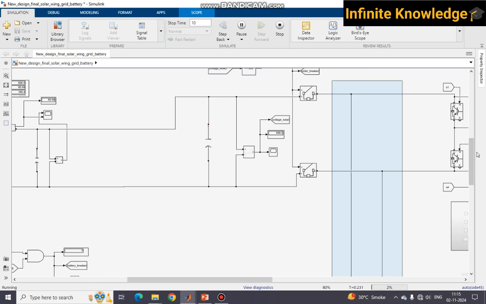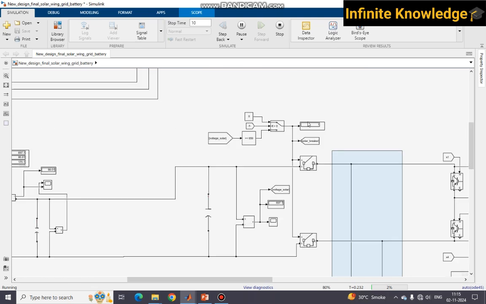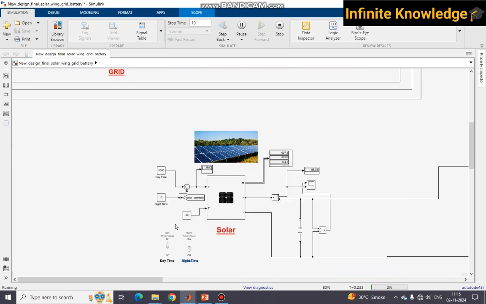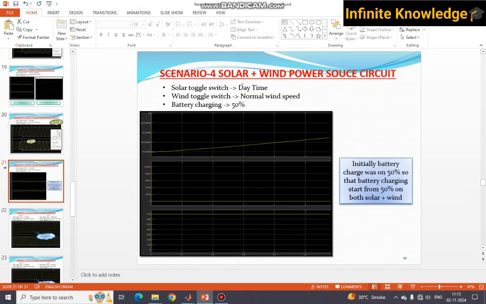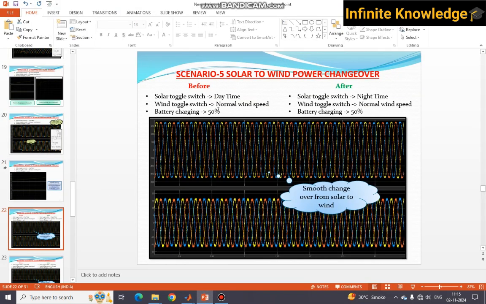So you can see the solar breaker is also in the closed condition. Okay, so solar is also feeding the power. So right now the fourth scenario is completed, solar plus wind. Now the fifth scenario is there. In the fifth scenario, we switch off the solar and check whether the wind is able to tackle the load or not.